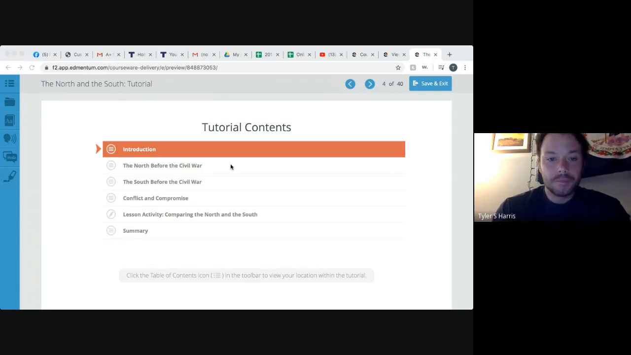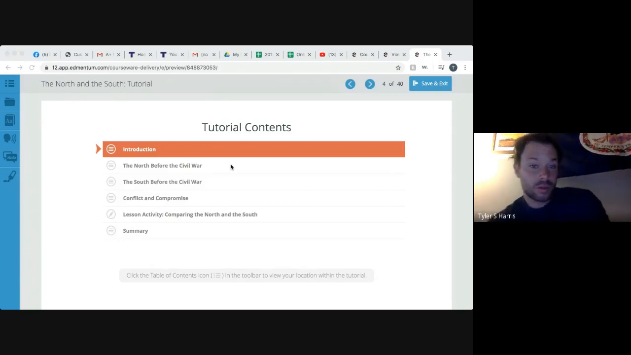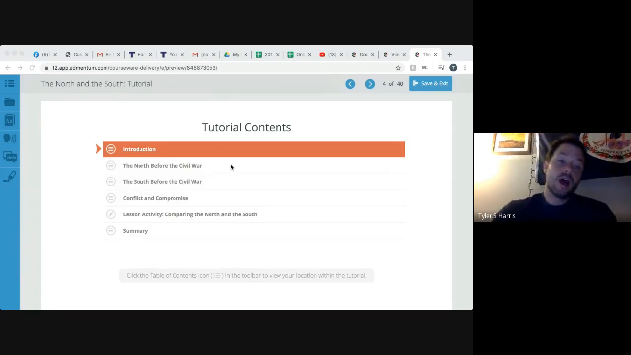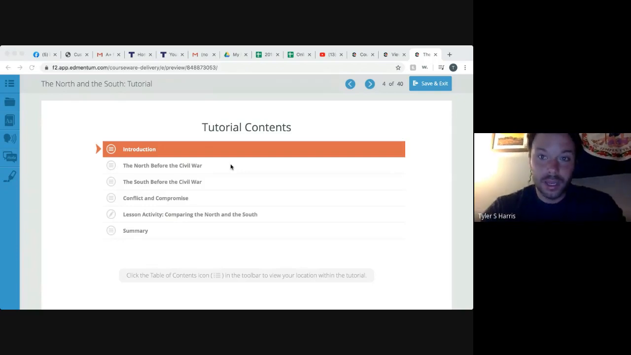Okay. Then it's going to talk about conflicts and compromise between the North and the South before the war breaks out. Okay. So what issues did the South have with northern states? What issues did northern states have with southern states? And that is realistically the entire lesson for this week, guys.